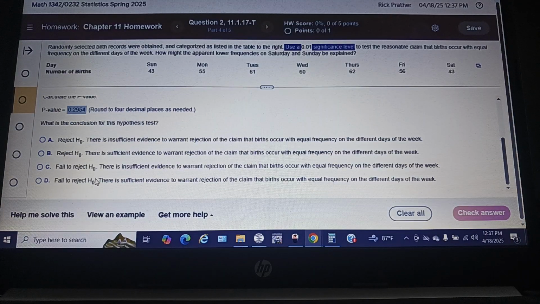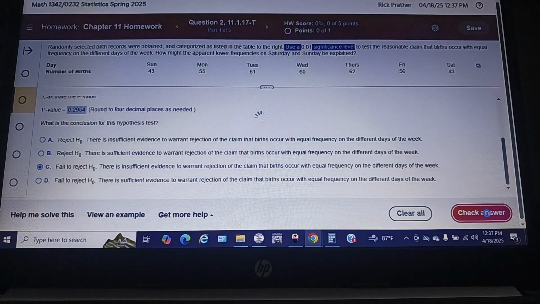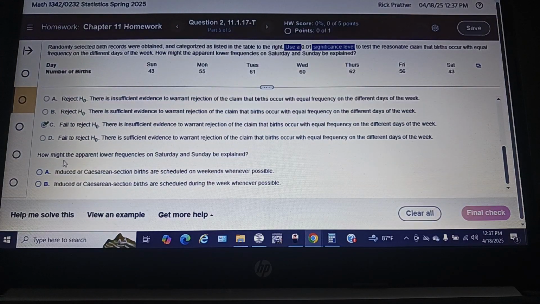So fail to reject the null. There is insufficient evidence to warrant rejection of the claim. That's exactly like chapters 8 and 9 right there. So how might we explain the apparent lower frequencies on Saturday and Sunday? See, there's slightly lower frequencies on Saturday and Sunday. They're slightly lower, but that's not a significantly lower amount to say that they're not at least close to the other ones.